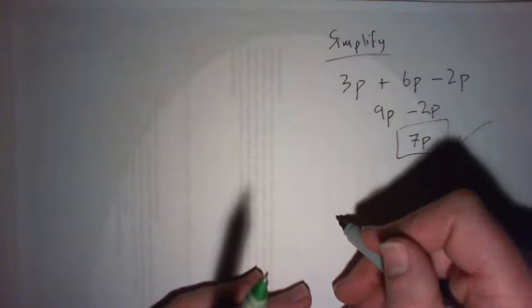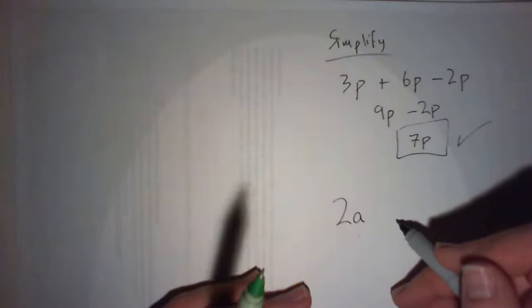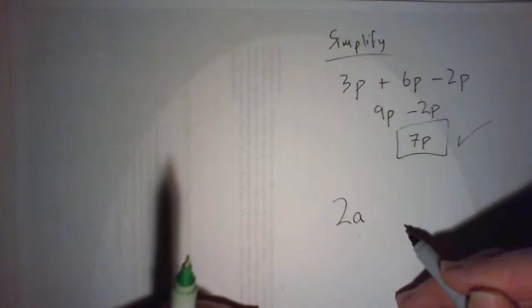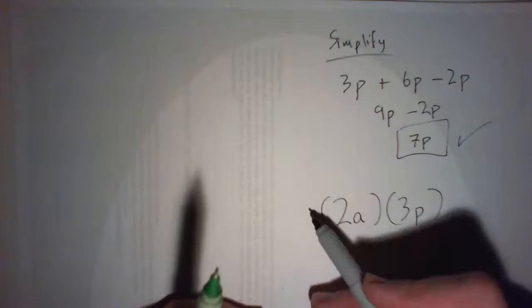Now, the beauty of this is it also works with multiplication. And we won't talk about division yet. We'll talk about multiplication because this is where it gets really cool. Let's pick 2a multiplied by... Now, I'm not going to use the x symbol for multiply, because I don't want to confuse you. Instead, I'm going to use brackets. 2a multiplied by 3p. So when there's nothing in between two brackets, it's a multiplication. Similarly, if there's a number in front of a bracket and there's no other symbol, it's a multiplication.